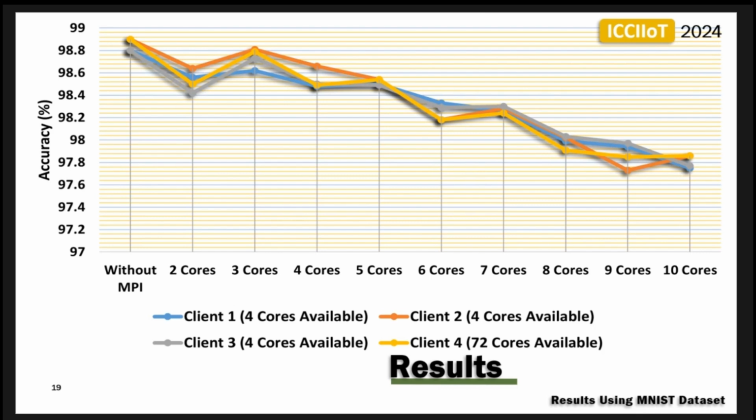However, when the number of cores exceeds the system limit of 4 for clients 1, 2, and 3, the accuracy starts to decline more noticeably, suggesting that exceeding the system's core capacity introduces complexity or inefficiencies that compromise the accuracy. The gradual decrease in accuracy with the increasing number of cores indicates that parallel processing might lead to problems such as data fragmentation or inefficient synchronization, ultimately affecting the model's ability to generalize well on the MNIST dataset.